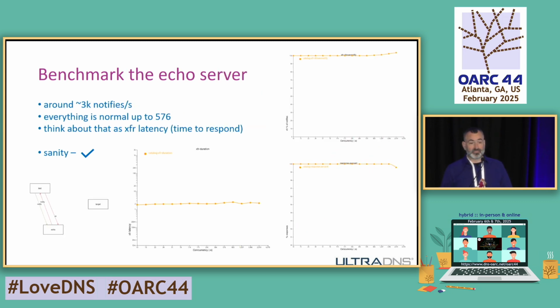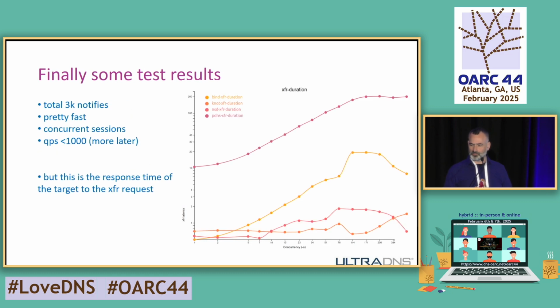So I also had to benchmark the echo server itself just to make sure this wasn't getting in the way. This has to have greater performance than the rest of them. And it does. It scales pretty linearly up to a bunch of concurrent transactions. All the rest of these charts have number of concurrent transactions along the x-axis. So that seemed to be pretty sane.